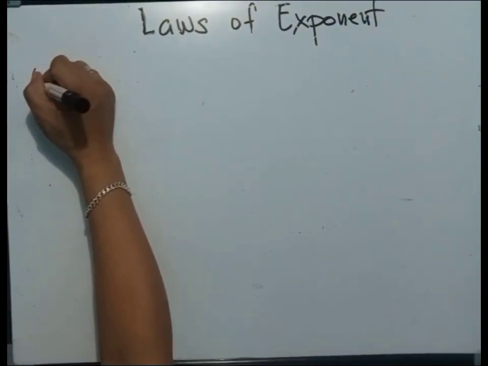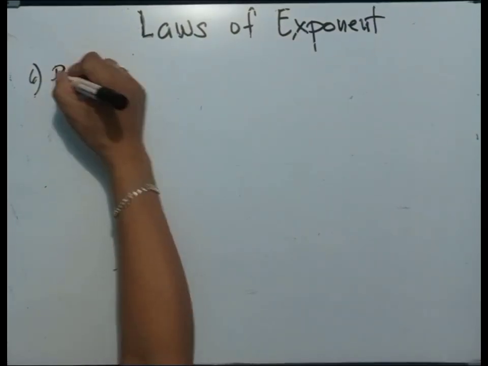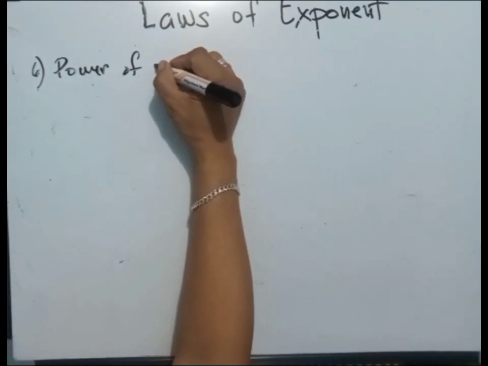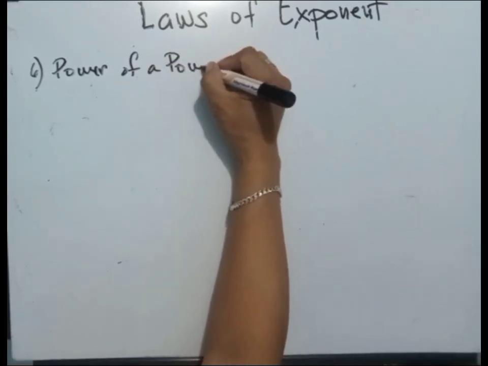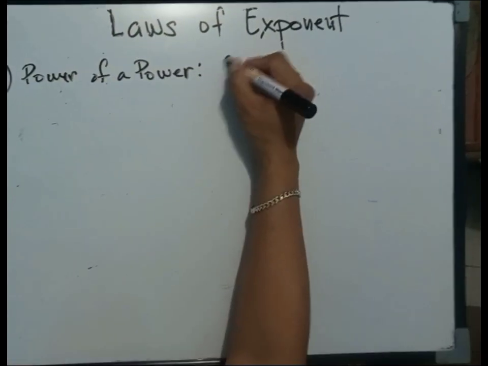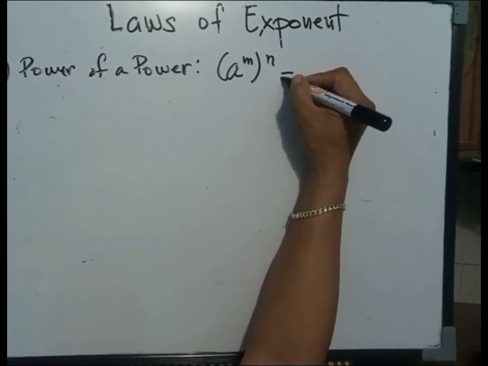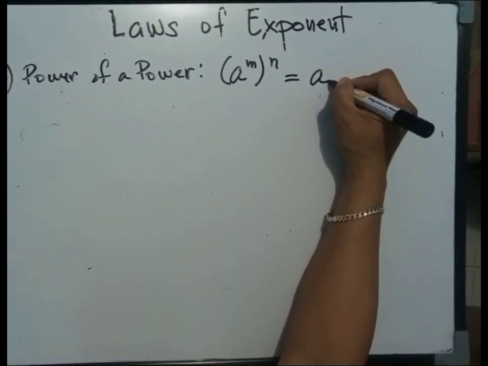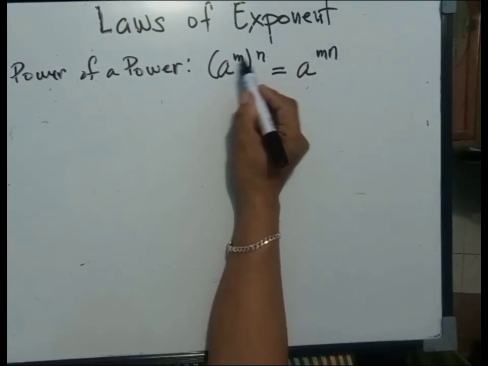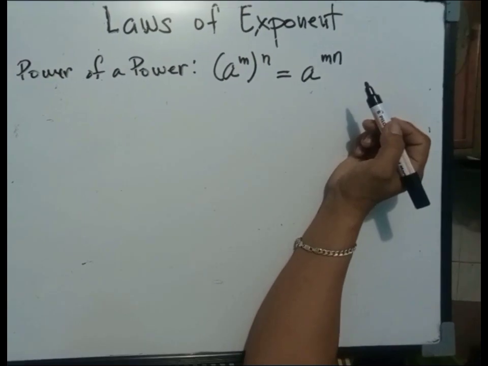Let us proceed to the sixth law of exponent. Power of a power. It states that the quantity of a raised to m raised to n is equal to a raised to m times n. Pinagtatimes lang yung exponent. mn means m times n.